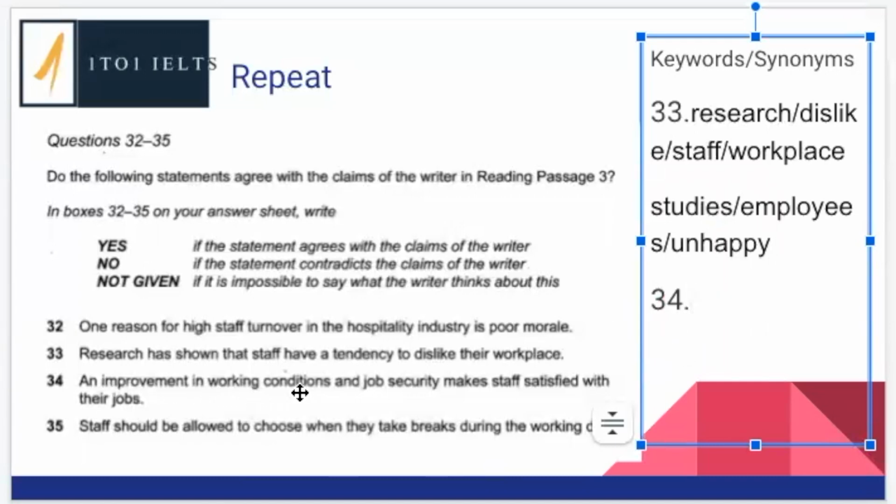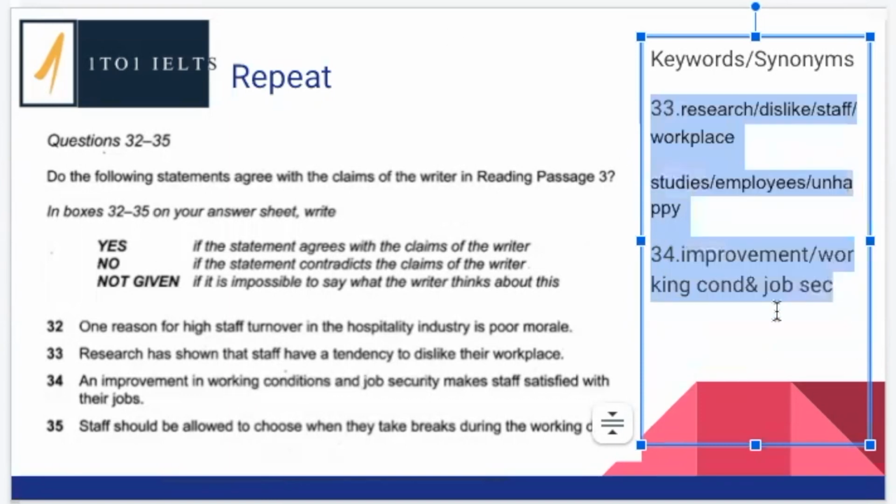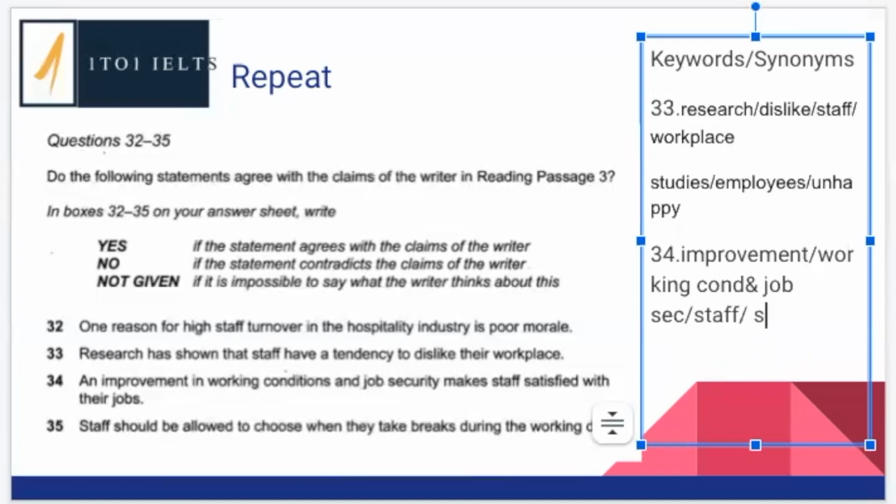An improvement in working conditions and job security make staff satisfied with their jobs. So what are the key words here for 34? The key words here would probably be improvement, working conditions. So it's not just in working conditions and job security. So these need to be together. So this is something that maybe we get tricked on. It only mentions working conditions or job security. Make staff satisfied. So again, staff we're talking about satisfied.